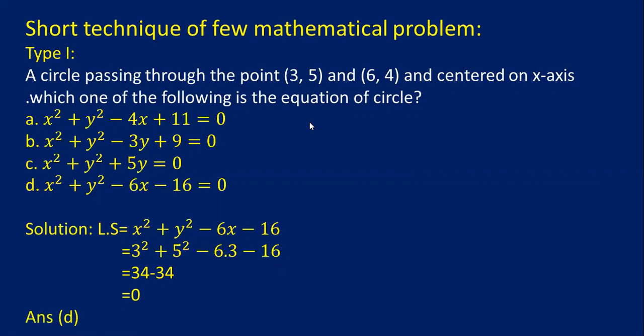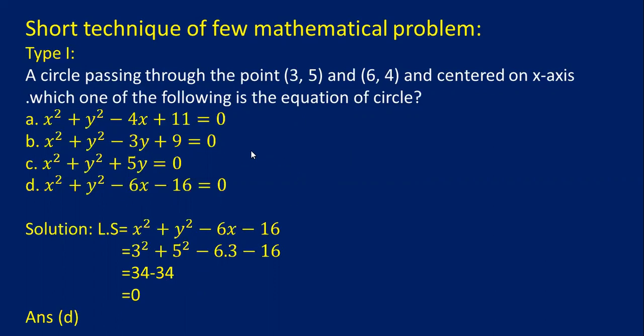If you use (6, 4), that is also 6 squared plus 4 squared, that is 36 plus 16, 52, minus 6 into 6, that means 36, minus 16. That means 52 minus 52, that will also be 0. So the answer will be D.